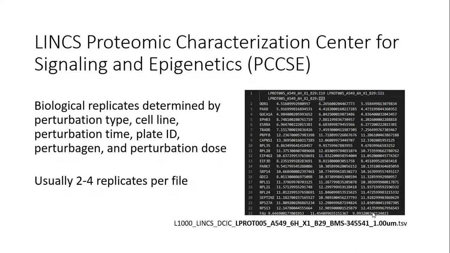There's also data from the LINCS Proteomic Characterization Center for Signaling and Epigenetics, or the PCCSE. The data was very similar to the CMAP data in terms of how each file was named, except they did not use the same well number for biological replicates. Instead, if you can tell from the screenshot on the right, the 3 biological replicates were just spaced two wells apart each. So again, I divided the biological replicates by perturbation type, cell line, perturbation time, perturbagen, and perturbation dose. The only difference is that instead of the well number, the plate ID is now part of the file name. And again, there were around 2 to 4 replicates per file.